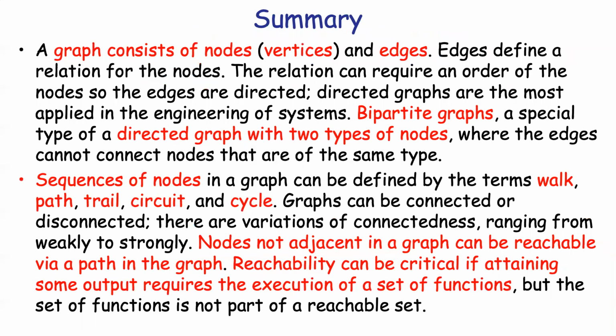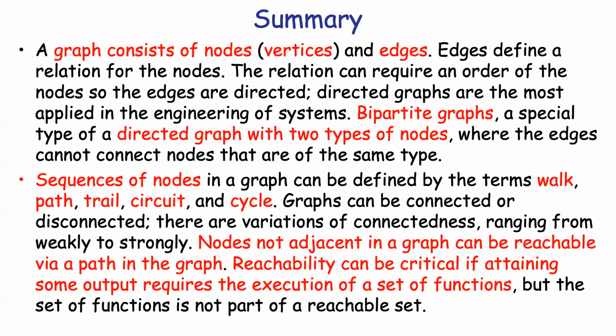All right, well, let's just summarize this. And then there are some backup charts that I won't go through, but here is what we talked about in this chapter. A graph consists of nodes, that is vertices, and edges. Edges define a relationship for the nodes. The relationship can require an order of the nodes so that the edges are directed. Directed graphs are the most applied in the engineering of systems. Bipartite graphs are a special type of directed graph with two or more types of nodes, where the edges cannot connect nodes that are of the same type.